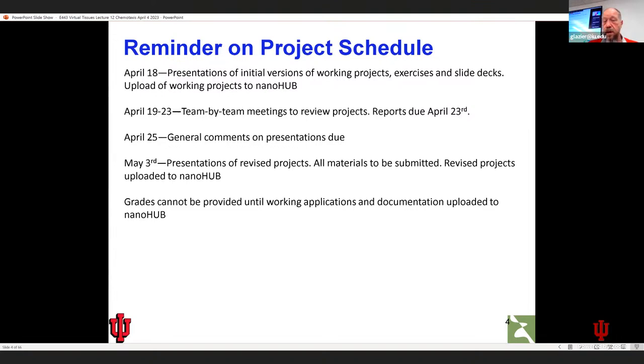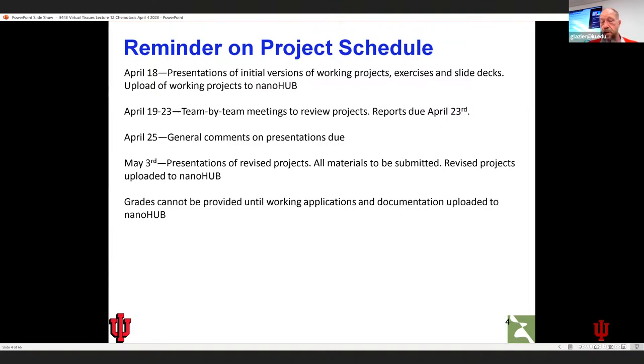That would mean a working version of the code, exercises, slide decks, and so on. And then you'll present that material on April 18th. And then the following couple of days, each pair of teams will meet. The presenting team will present the work in detail, and the reviewing team will write up a detailed critique of that. And that needs to be done pretty fast, because it needs to be done in time for people to be able to modify what they're doing.